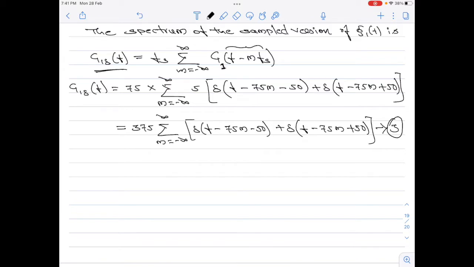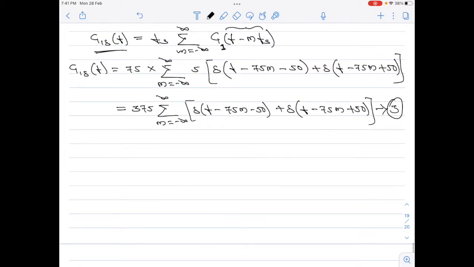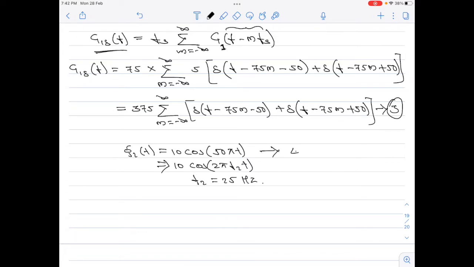Now, let me go to the second signal that is given. The second signal is g2(t) = 10 cos 50 pi t. If I write it as 10 cos 2 pi f2 t, I will obtain f2 to be 25 Hz. Let me call this equation 4.